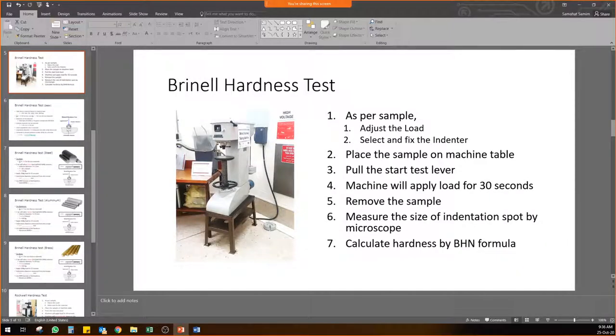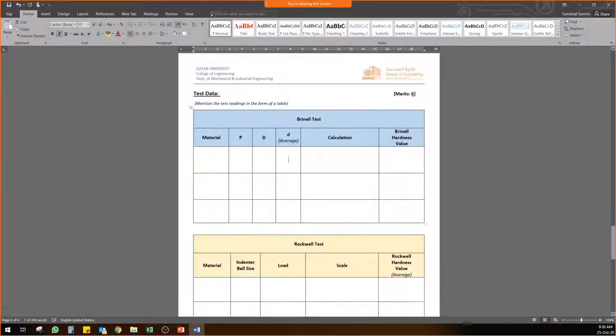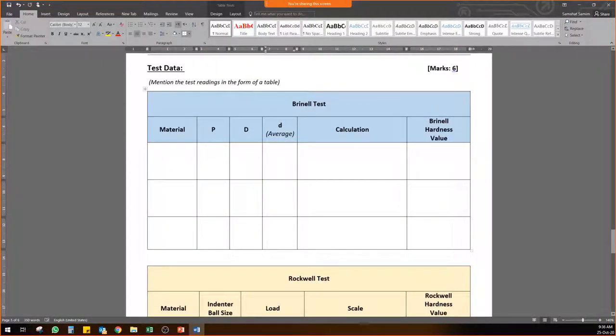I want you to write these three tests data. I hope now you understand this table very well. You have to write the material, for example steel, and then you have to write the load. How much was the load we applied? 750 kg. And how much is the initial diameter of the indenter we used? So in this steel we used a 5 millimeter ball indenter. And then the D is the average value of the two readings, so reading number 1 plus reading number 2, and you have to divide them by 2 to get the average value of the readings from the microscope.